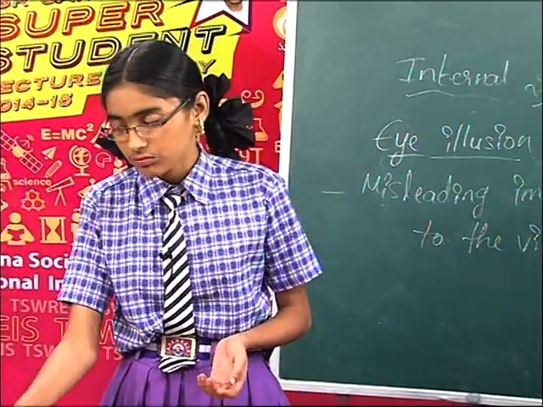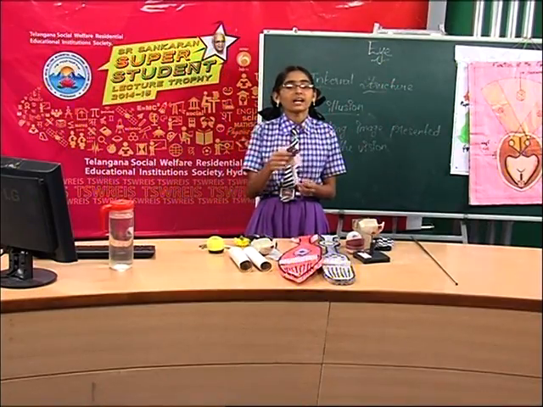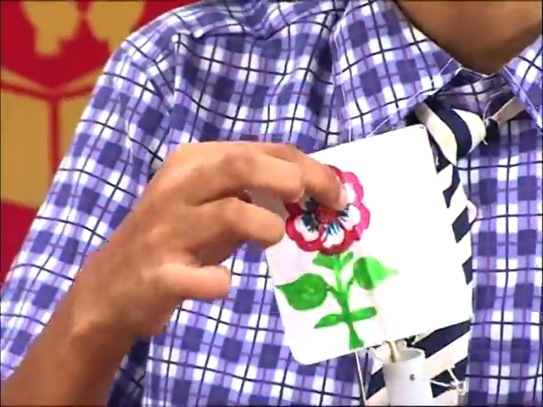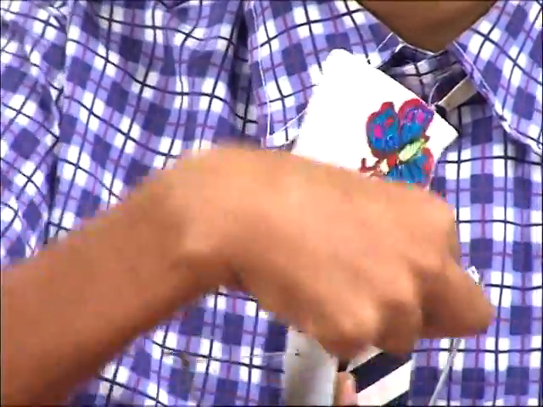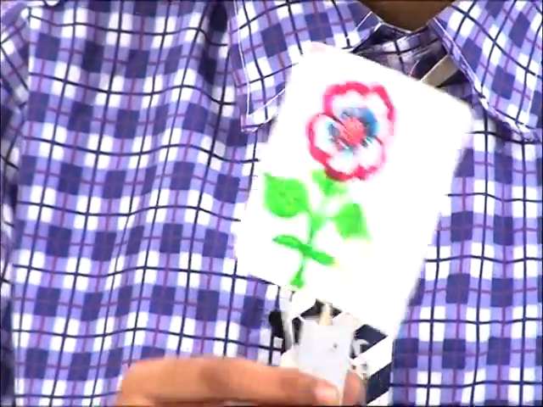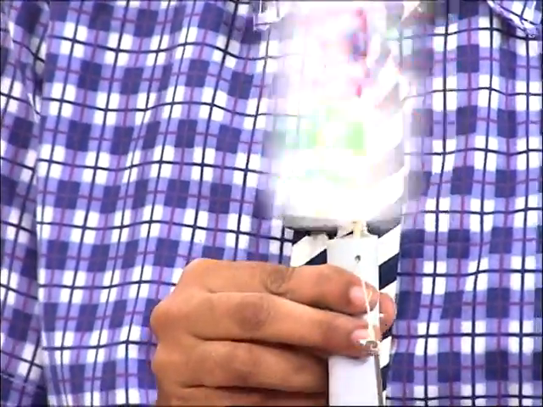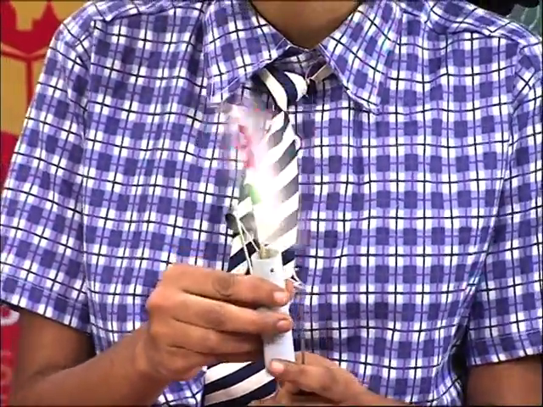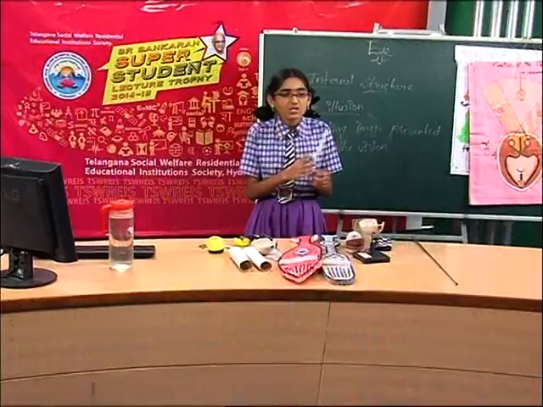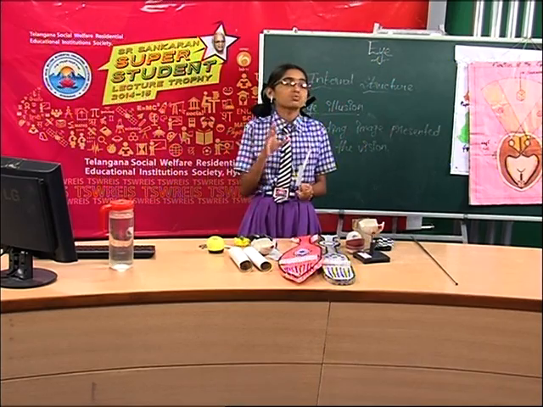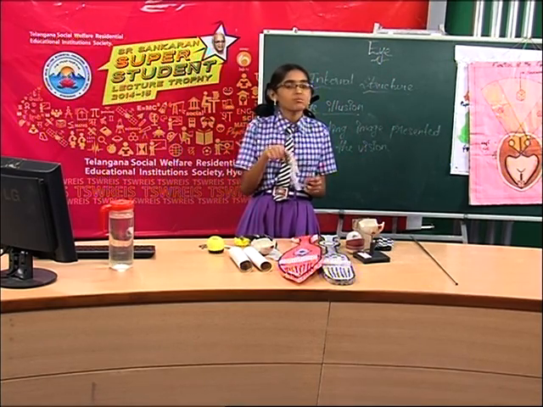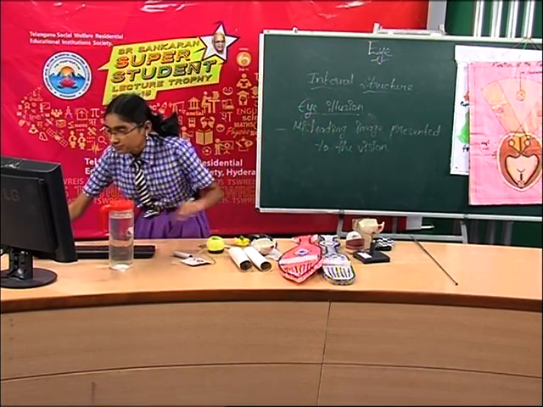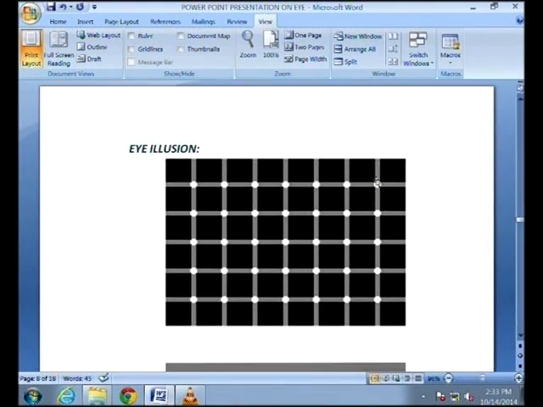Now I am doing one activity, so please observe. I have taken one paper and drawn a butterfly on one side of the paper and a flower on the other side. We are seeing two images. When I move this object fast, you can see only one image. The butterfly falls on the flower. We are experiencing an eye illusion. The information from the retina to the brain takes 1/8 seconds. As a result, the image becomes single. This is one type of eye illusion.